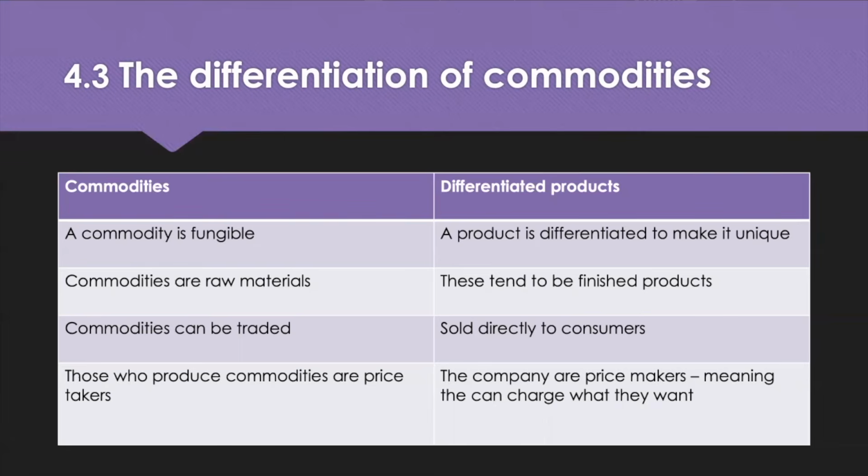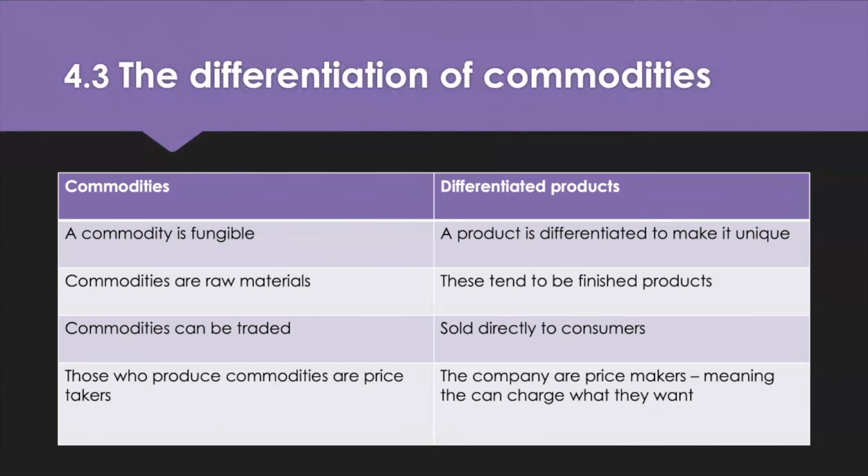So a commodity is fungible, which means it's exactly the same as something else. Commodities are raw materials like corn, wheat, crude oil, copper. They can be traded using spots, futures, and forward contracts. And those who produce commodities are price takers. This means the individual producers and farmers or companies do not control the pricing of their commodity. Therefore, on the day they have to make the offers, they take what the commodity is worth at that moment in time.